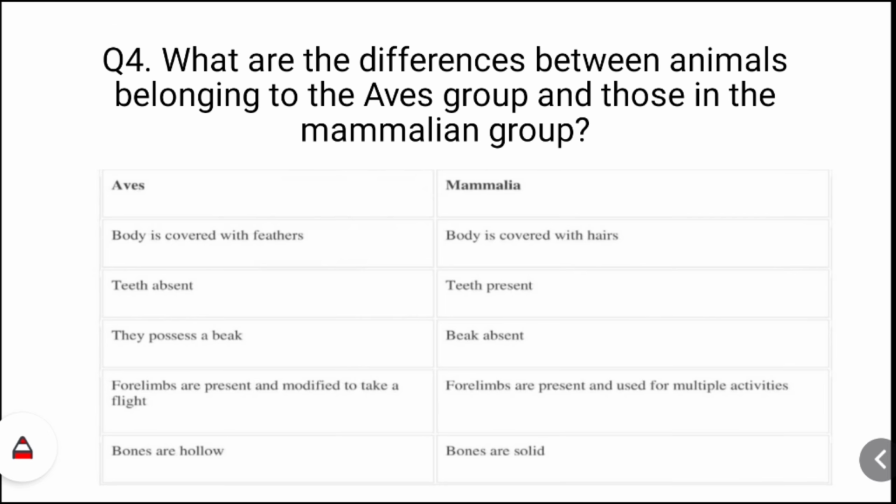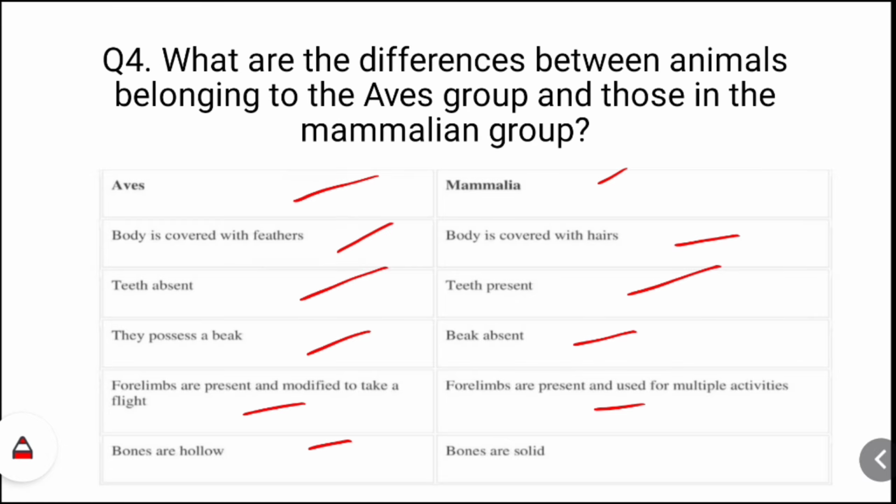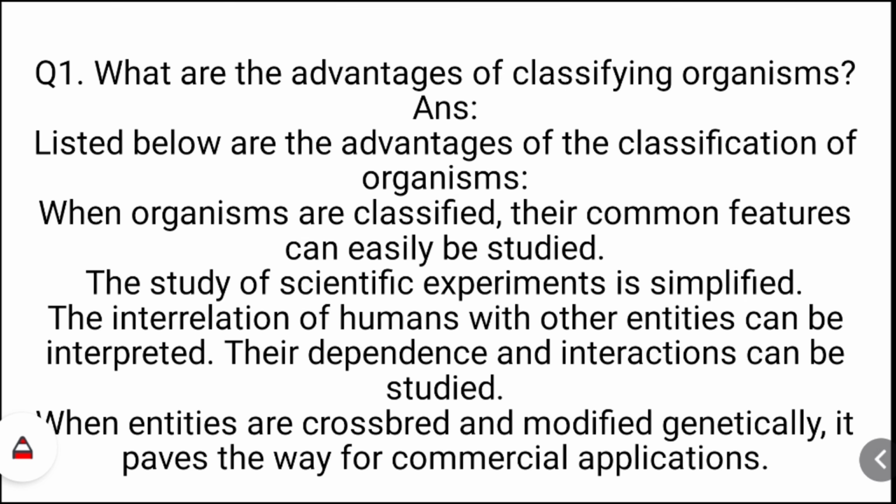Number 4, what are the differences between animals belonging to the aves group and those in the mammalian group? Aves or mammalia: body is covered with feathers; body is covered with hair. Teeth absent; teeth present. They possess a beak; absent. Forelimbs are present and modified to take flight; forelimbs are present and used for multiple activities. Bones are hollow; bones are solid.